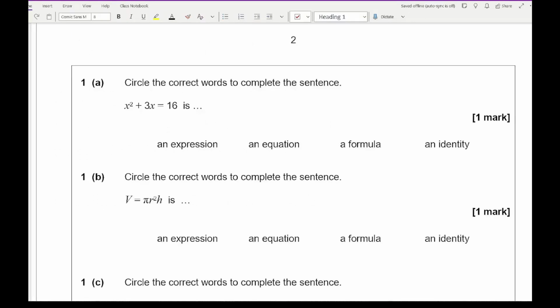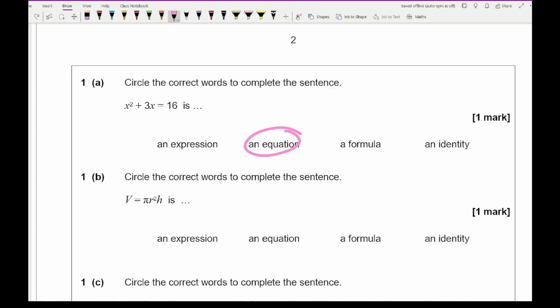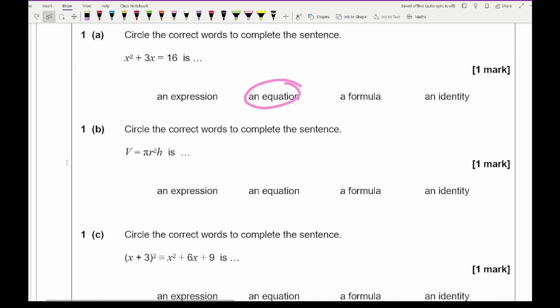So looking at question 1, it says circle the correct words to complete the sentence, and it says x squared plus 3x equals 16. Now because there is only one letter, you can see although there is an x squared and an x, it's still one letter, and you've got an equal sign, then this is going to be an equation. It then says circle the correct words to complete this sentence, and it says v equals pi r squared h. Now because there is an equal sign and multiple letters, it's going to be a formula.